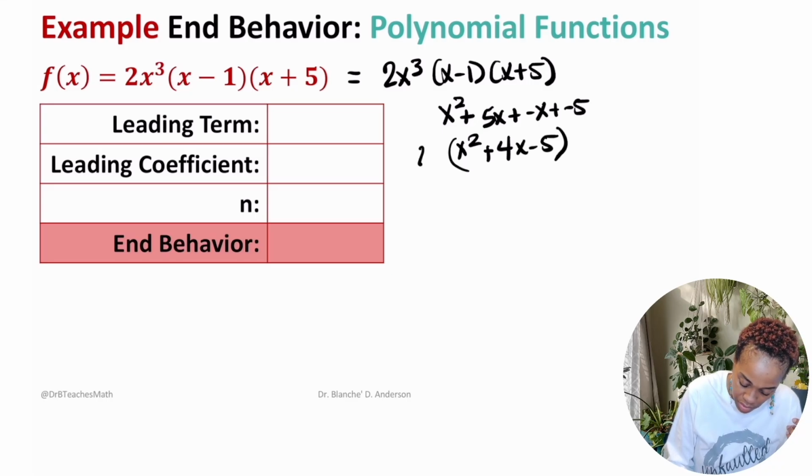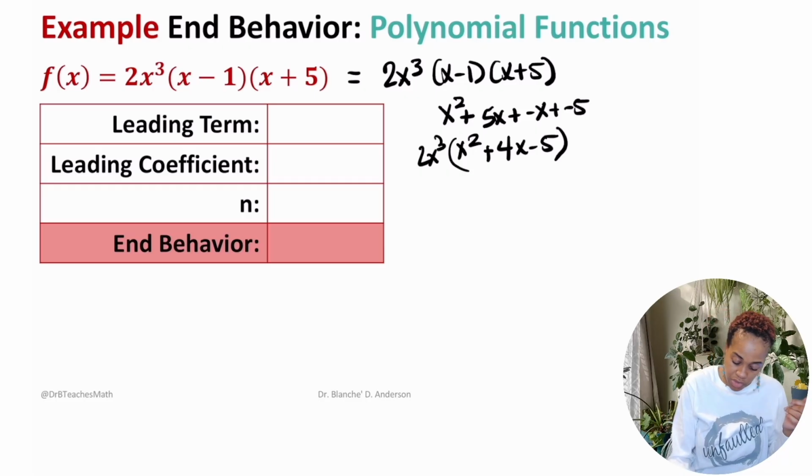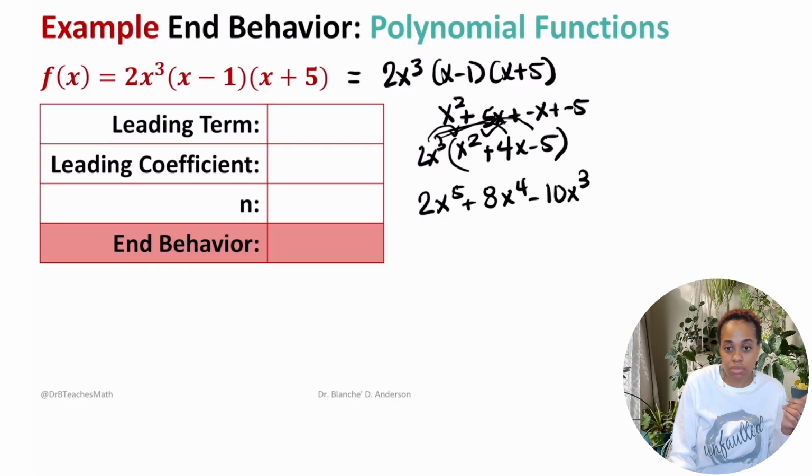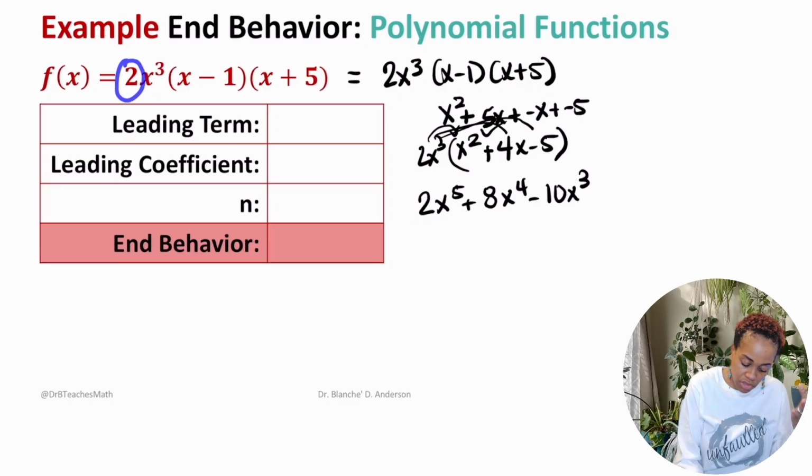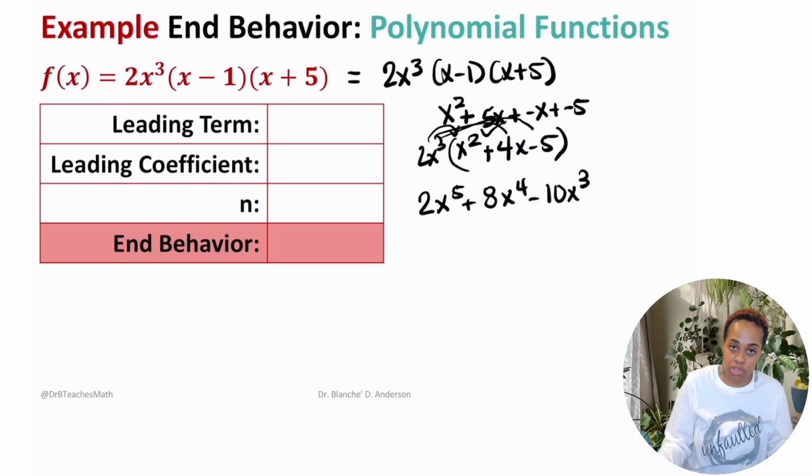And you still have to multiply it by this 2x cubed. And see, when you take 2x cubed times everything, you get 2x to the 5th plus 8x to the 4th minus 10x cubed. Check my math. 3 plus 2, 5. 2 times 2, 2 times 4. And so as you can see, your leading term would be 2x to the 5. But again, you can say, okay, you have your 2, that's a 1, that's a 1, and you have your 3. So you have 3, 1, 1, that's 5. So it's still going to be 2x to the 5.